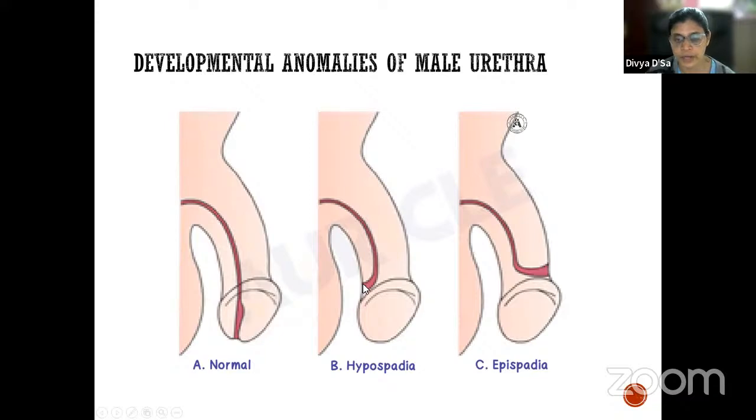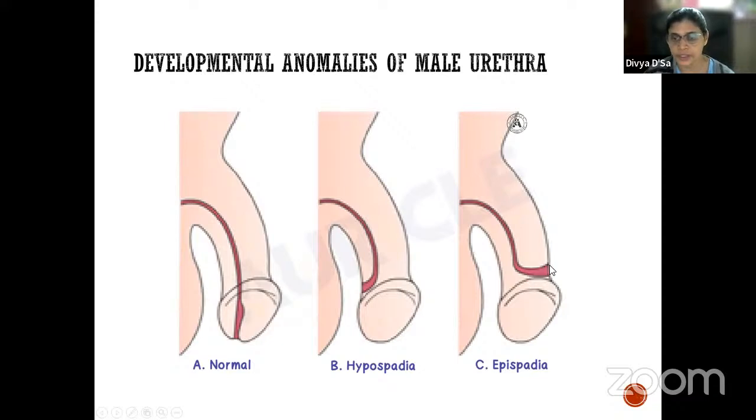What happens here is that the ectodermal cells fail to canalize. They formed a cord, but they did not canalize and they did not unite here. That is why the urethral opening is on the ventral surface. Because of that, the penis is underdeveloped and it will be curved ventrally. That condition we call chordee.